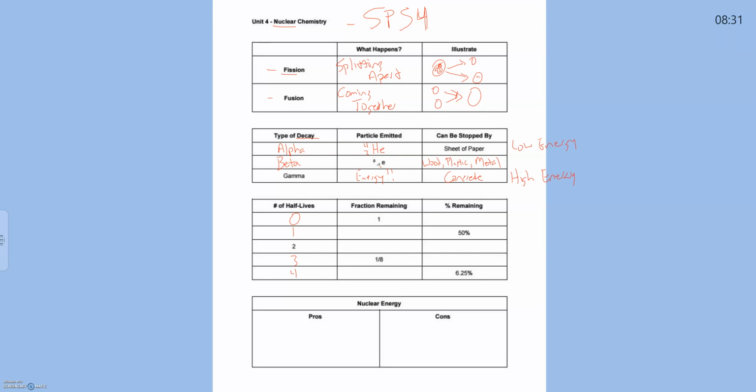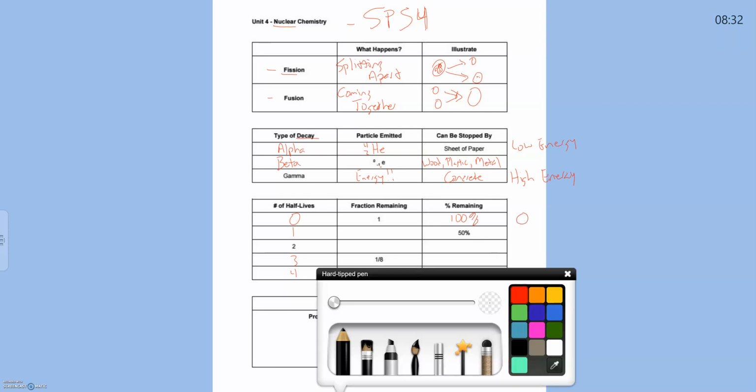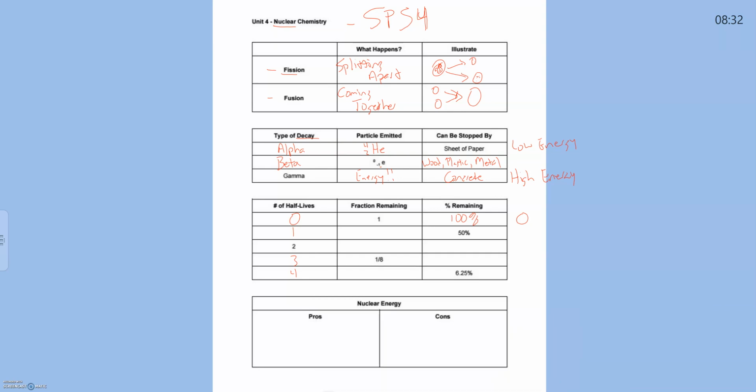So if no half-lives have passed, that means we've got a fraction of 1. We've got 100% of our sample remaining. Okay. If any of you like pie, we've got the holidays coming up. I like to think of this in terms of a nice pie.